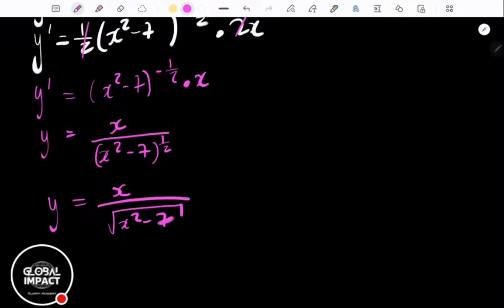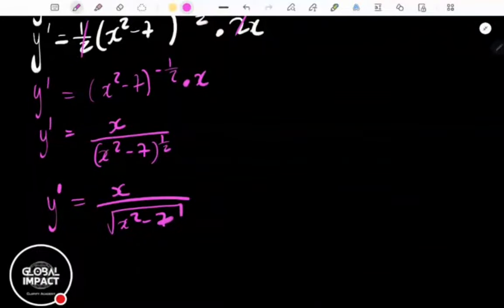Okay, yes, and then this is what happens. Okay, x over the square root. This is going to be your y prime. This is going to be your derivative, your dy dx, your y prime. And you have your y. This is how you use the chain rule. Let's just do one more.